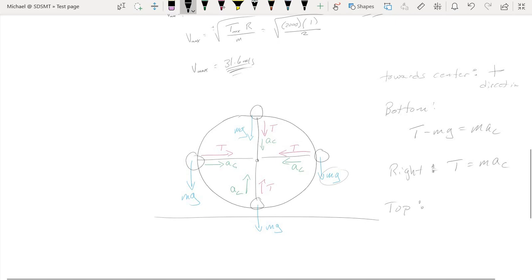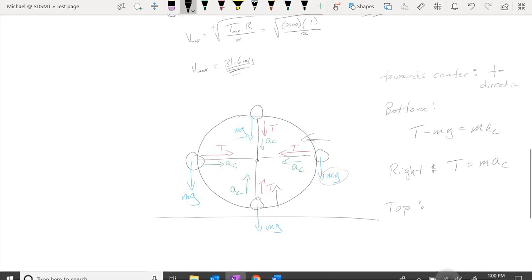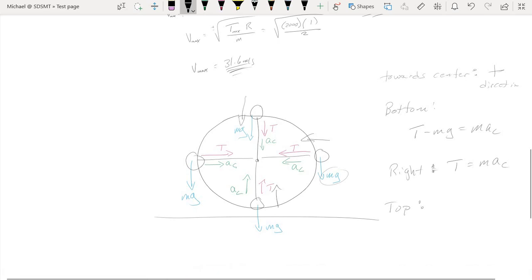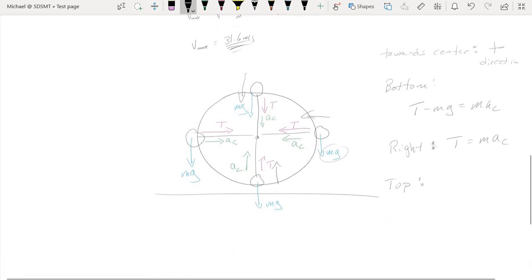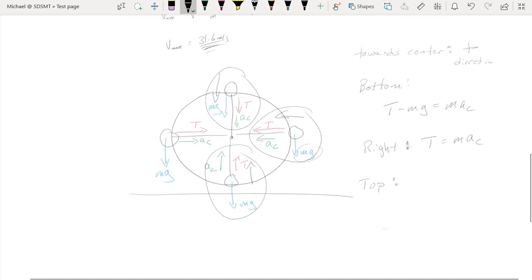So in this case, for the bottom, towards the center of the circle is the positive direction. For the right-hand case, towards the center of the circle is positive. For the top, towards the center is positive. Remember, for each one of these cases, it's a different physics problem, and so we can set up our reference frame however we want for those particular locations. But at the top, we get T plus mg equals m a_c. And then at the left side, we get just T equals m a_c.